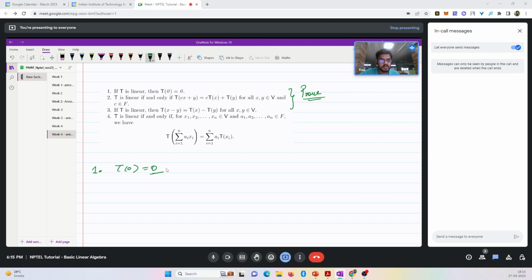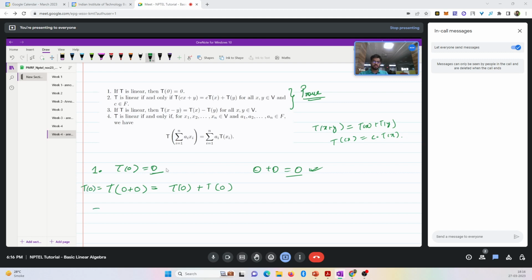Right now, remember that we have only two properties: T of x plus y is equal to T of x plus T of y, and T of cx is equal to c into T of x. Let's see what we can do over here. As you know, 0 plus 0 is always equal to 0. We can use this. On the left hand side, we split the inside 0 into two parts, which is T of 0 plus T of 0. And this is equal to T of 0.